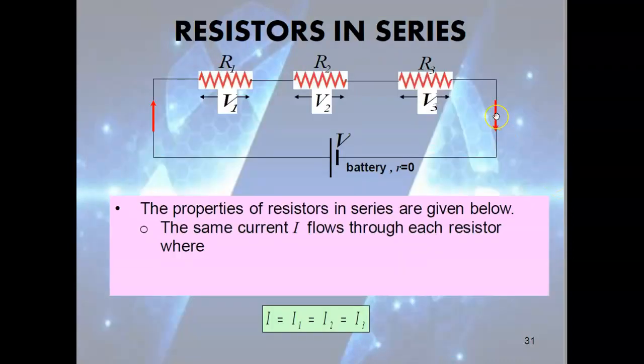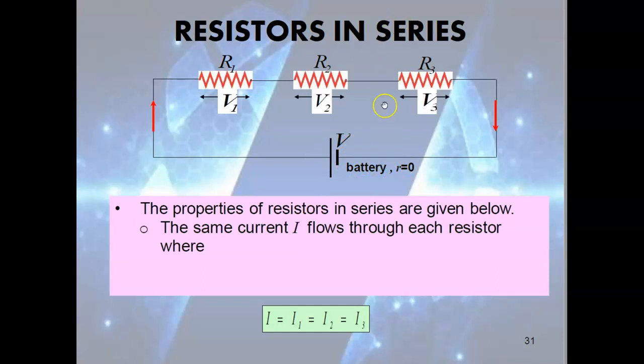Resistors can be connected in two ways, in series and in parallel. In series, the connection is just like this one, where, let's say I have three resistors, R1, R2, and R3. These three resistors are arranged in series positions and then connected to the power source, which in this case is our battery.